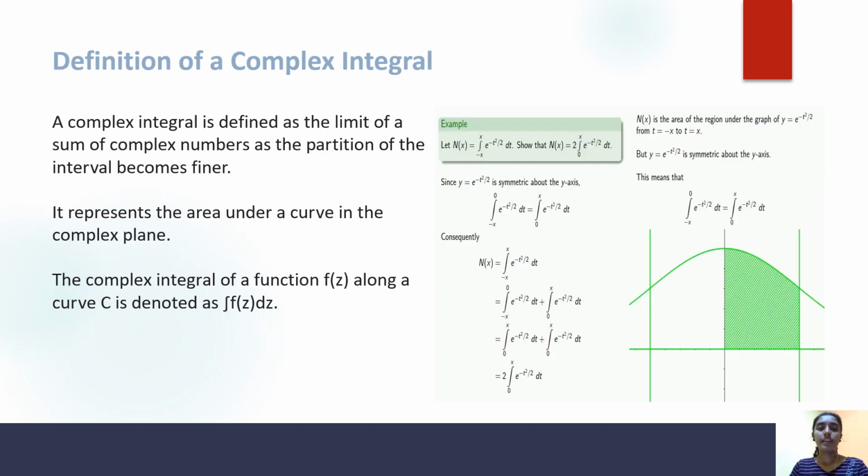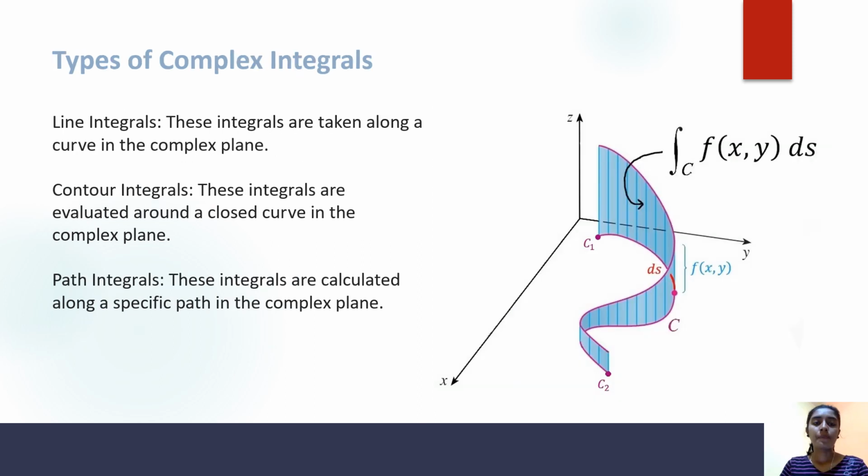Definition of complex integral. A complex integral is defined as the limit of a sum of complex numbers as the partition of the interval becomes finer. It represents the area under a curve in the complex plane. The complex integral of a function f(z) along a curve C is denoted as integral of f(z) dz.